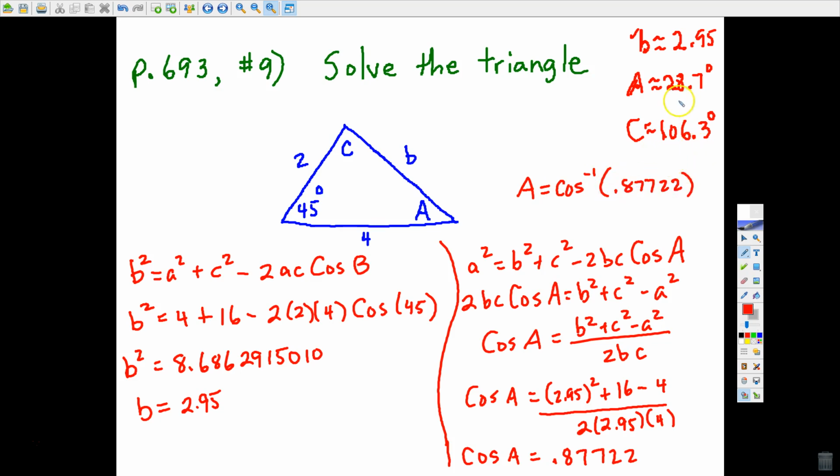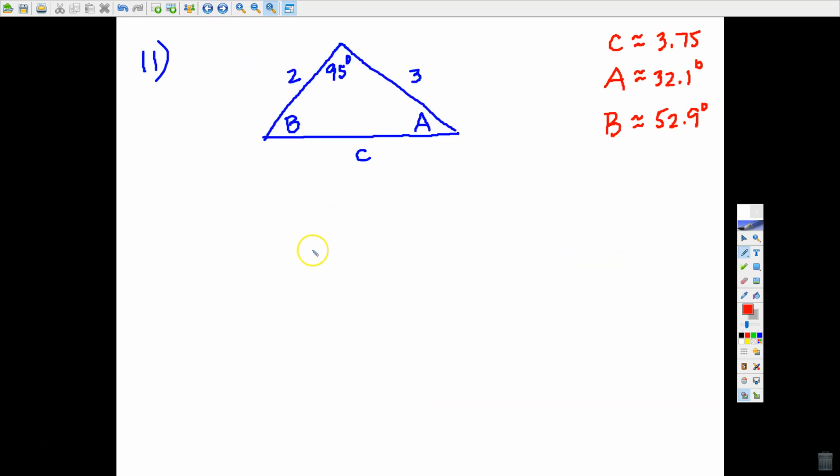And we'll see if we end up with 28.7 rounded. And plugging that into our calculator, that's exactly what we get. And now, obviously, angle C, we can just do 180 minus 45 minus 28.7, and that gives us the other angle measurement. And that's an illustration of how the law of cosines works. So let's practice with another one.